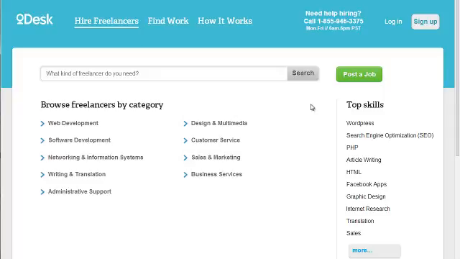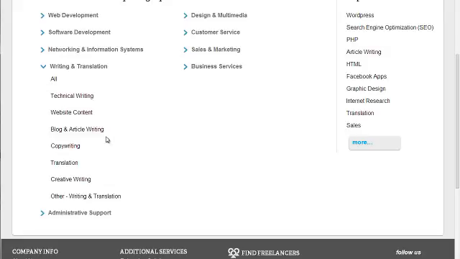You don't have to be logged in. You can click on writing and translation and figure out the type of content that you want. Now, you have to pay close attention to this because you need to know: do you want technical writing? Do you want website content? Do you want blog and article writing? Do you want sales copywriting? You want translation, creative writing, and so forth?